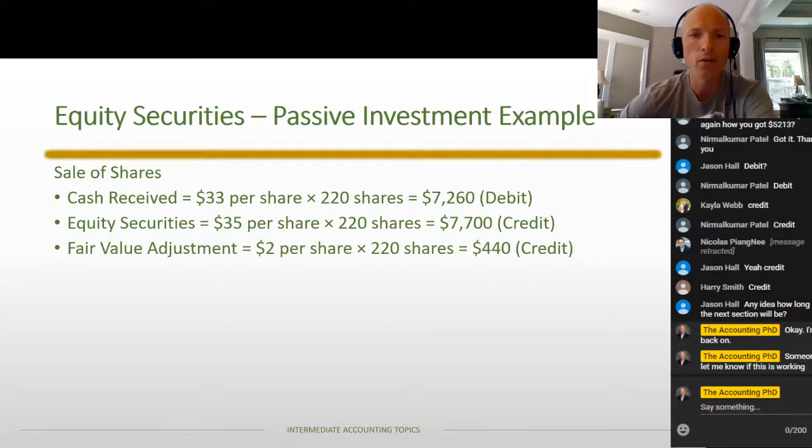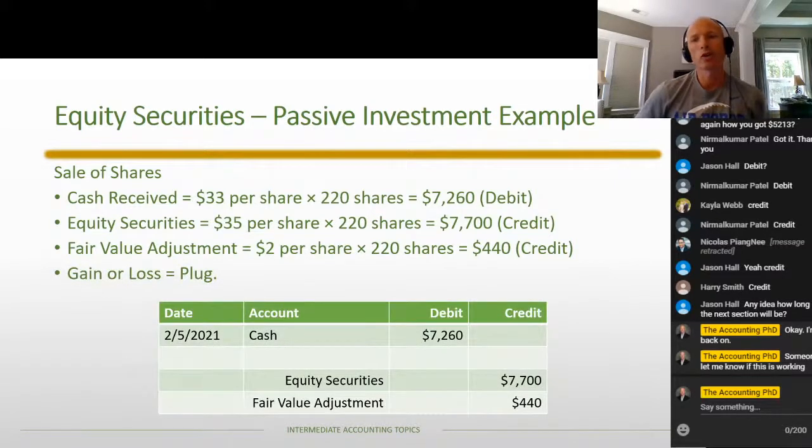And of course, we do have the fair value adjustment account that had a balance of $2 per share applied to the 220 shares, so the total of $440. The balance in our fair value adjustment account was a debit balance. And so when we make the sale, we need to credit that account to get rid of that balance. Now, there is no unrealized holding gain or loss account as part of this journal entry, because remember, that was a temporary account that got closed to retained earnings. And so the only thing left then is the gain or loss.